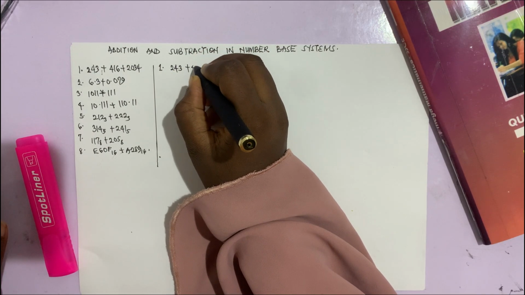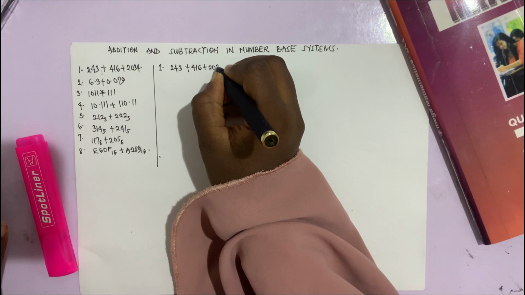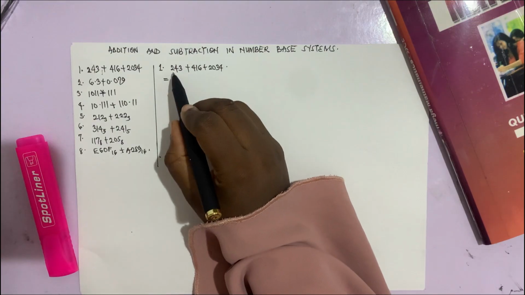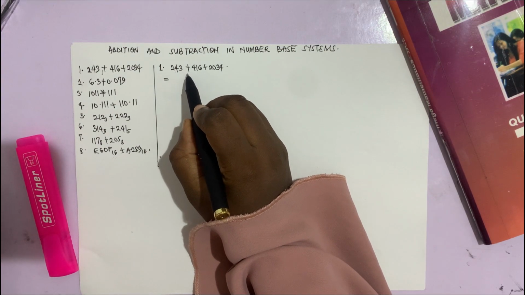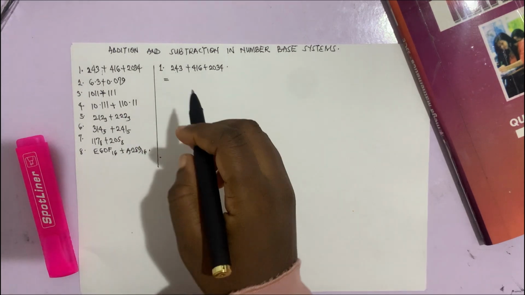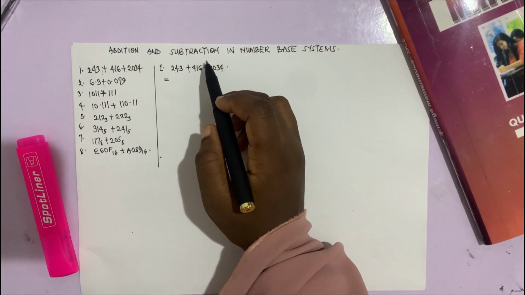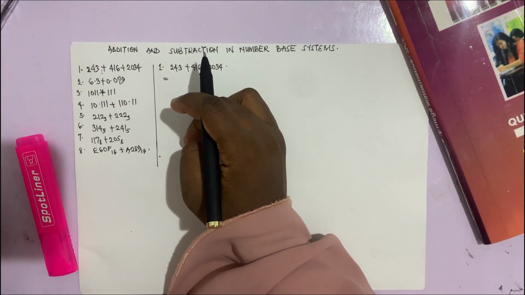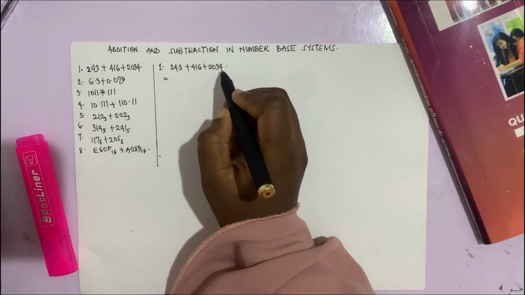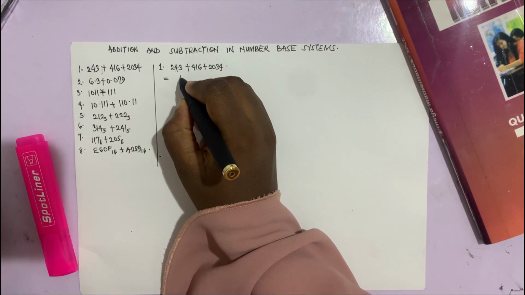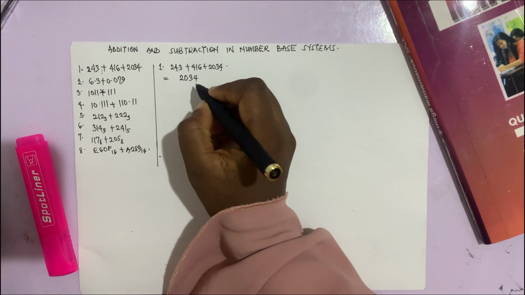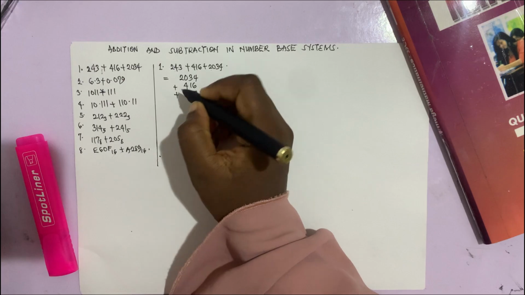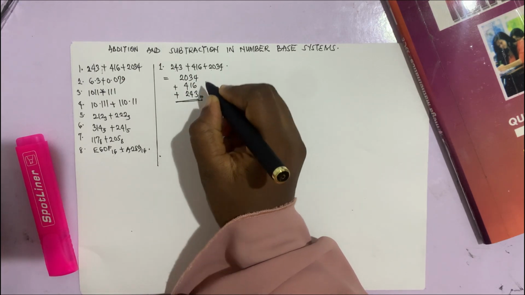243 plus 416 plus 2034. So when you want to solve this question, first thing I need you to notice is that there is no explicit base indicated in this question. So it means that it is in base 10. When there is no explicit base written, it is in base 10. Now the order of arrangement is usually better to start with the highest number: 2034, then 416, 243. You want to add all of this. Note that this is in base 10.